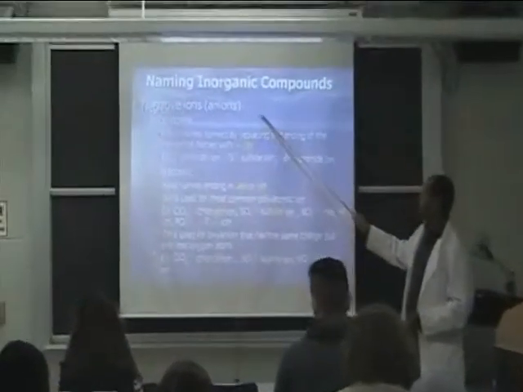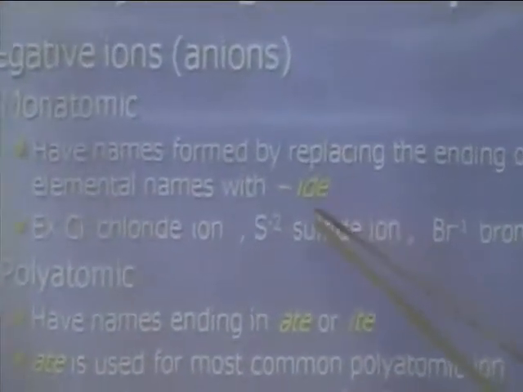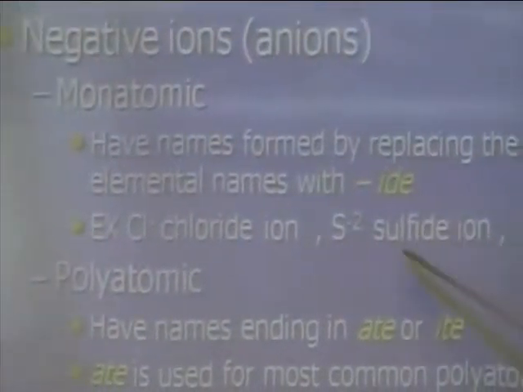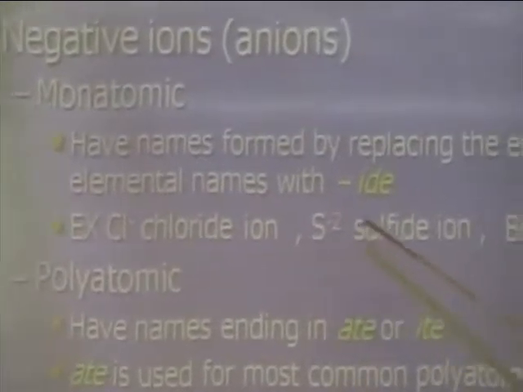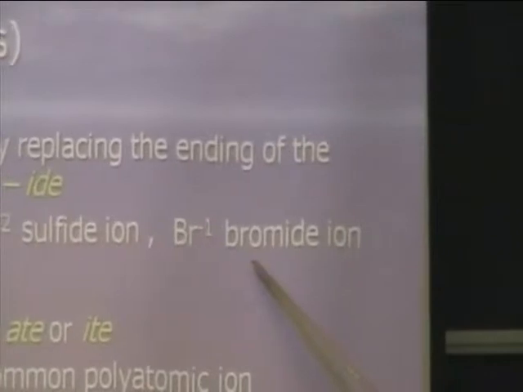Negative ions are said to be anions, right? And negative ions, when we name the compound, we always use the suffix what? IDE. Say, for example, if you have chlorine, we have chloride ion. Sulfur, we have sulfide ion. From bromine, we have bromide ion.